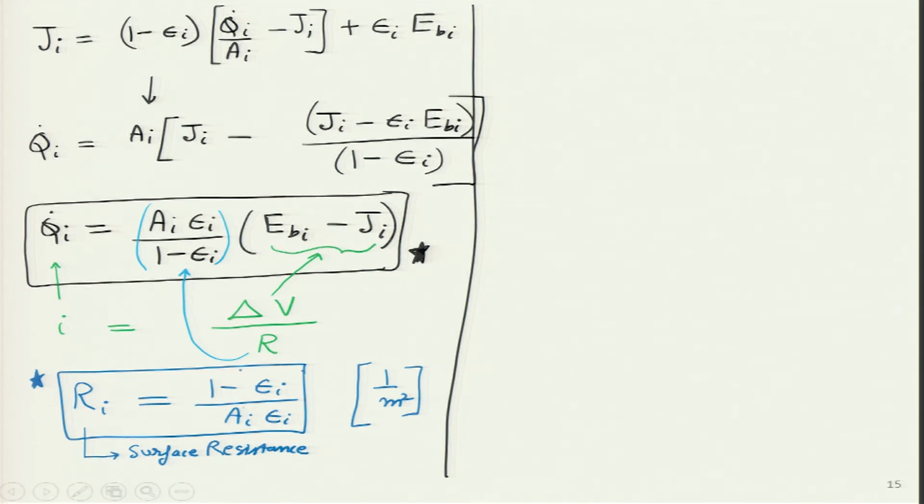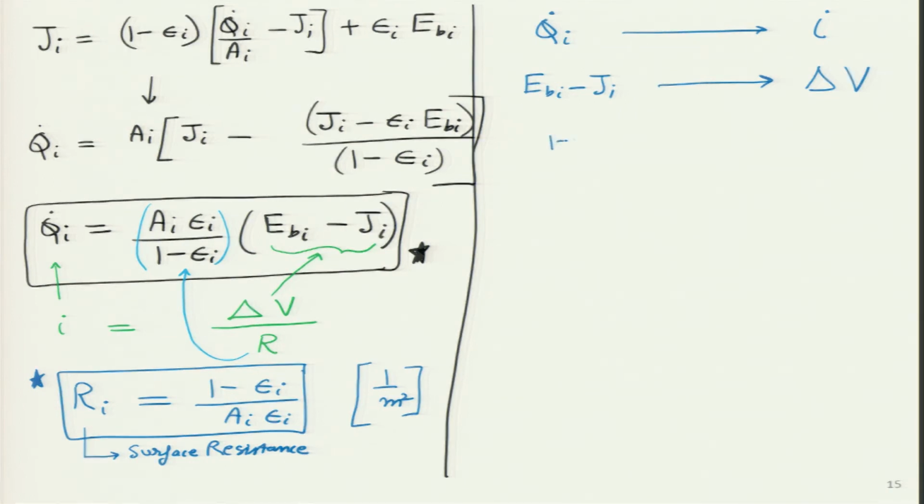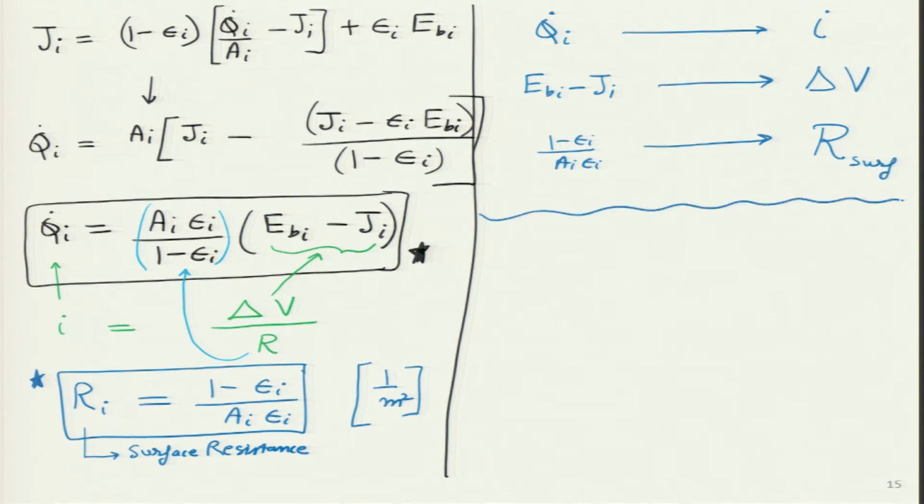And where does this resistance fit? It fits with this particular radiation transfer analogy, where we are taking q dot as current, the difference EBI minus JI as voltage drop, and 1 minus epsilon I divided by AI epsilon I as resistance, and we call it the surface resistance.